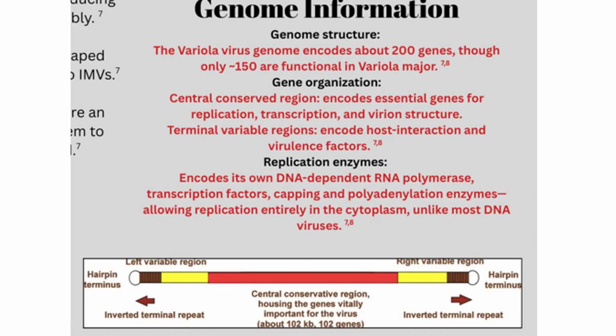Its genome is also very interesting. The variola virus genome encodes about 200 genes, though only 150 are functional in variola major. The gene organization is conserved, with a central conserved region. It encodes essential genes for replication, transcription, and virion structure. The terminal variable regions encode host interaction and virulence factors.